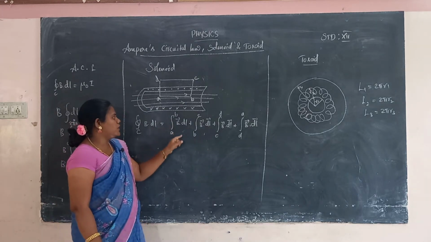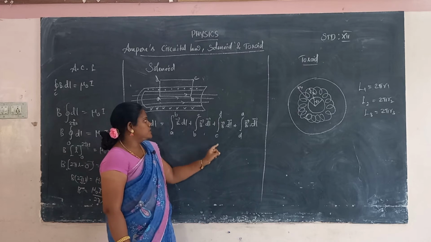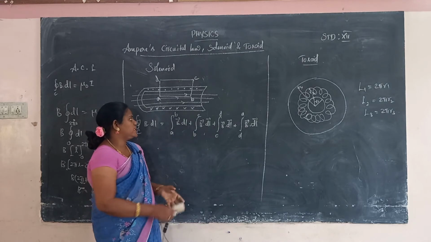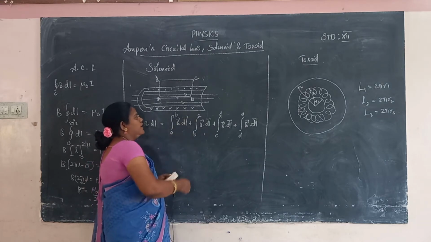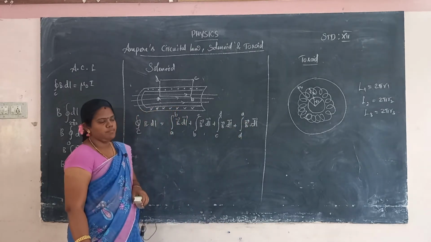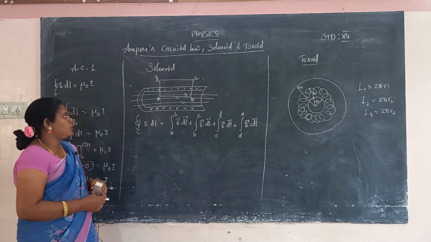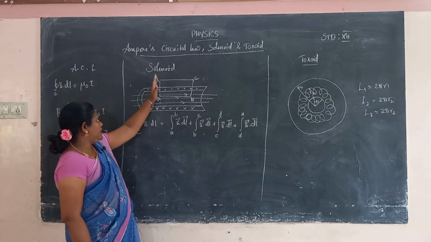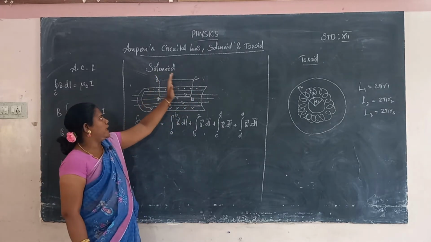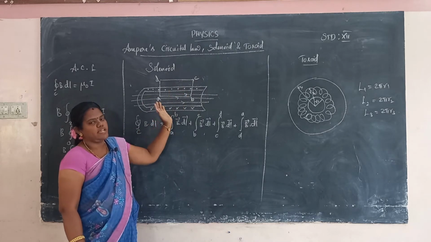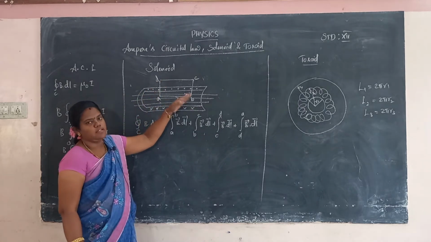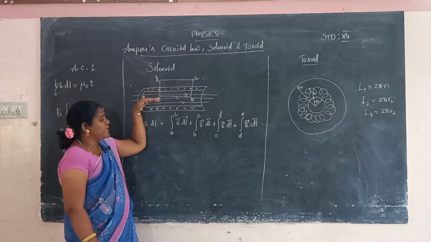So A to B, B to C, and C to D, all the terms are written in vector form: B vector dot dl vector for A to B, B to C, C to D, and D to A. Now we have to consider one more point: the sides A to D and B to C. These two sides are perpendicular to the magnetic field.